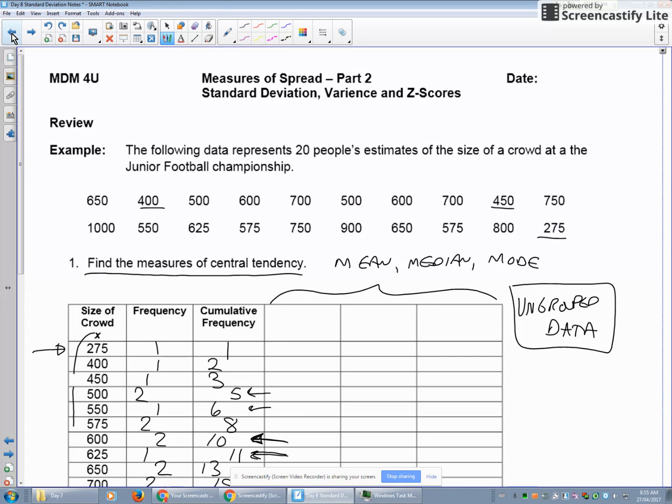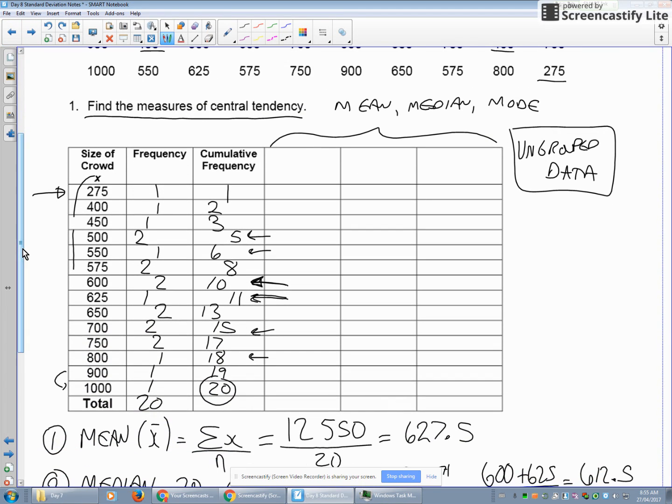So coming back to page 1, we're now going to enter a column, which is our deviation. Because this is a sample, we're going to take our value x and subtract the mean x bar. We calculated our x bar to be, was it 612.5? Is that right? On the previous page? 612.5. So I'm going to take 275, subtract 612.5, and that gives me minus 352.5.